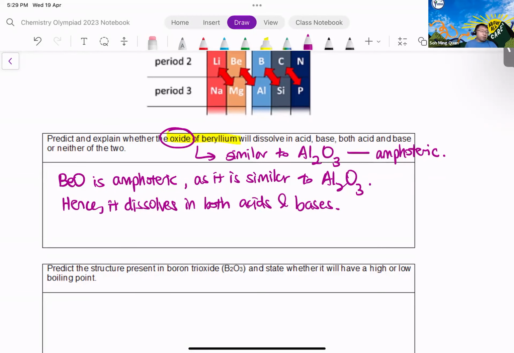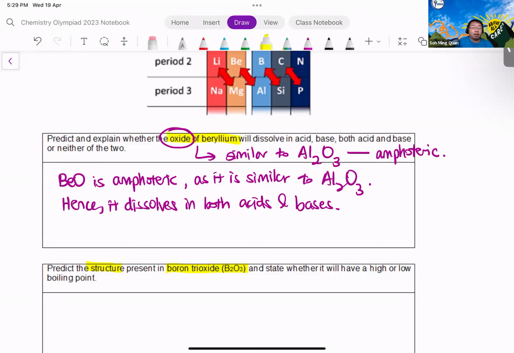Okay. So next, we move on to boron. So the next question is about boron trioxide, B2O3. Predict the structure present. So when we ask you for structure, we are referring to, is it a giant ionic lattice? Is it a giant molecular lattice? Is it a simple molecular structure, or a giant metallic lattice? So it's one of the 4: giant ionic, giant molecular, simple molecular, or giant metallic.